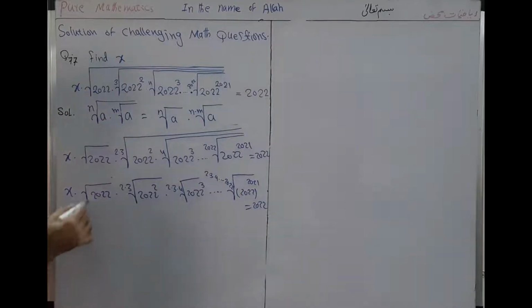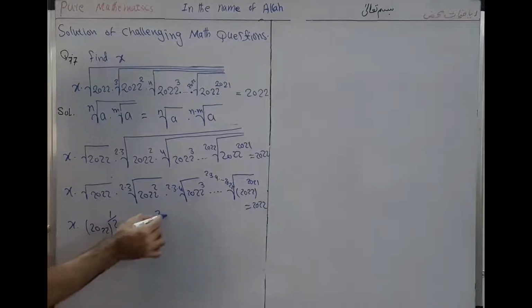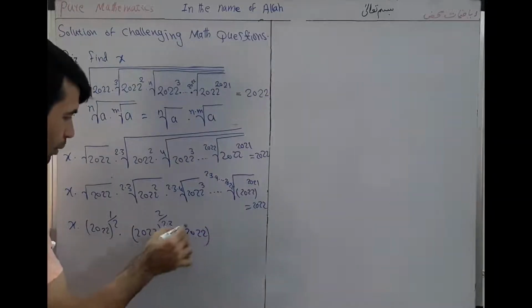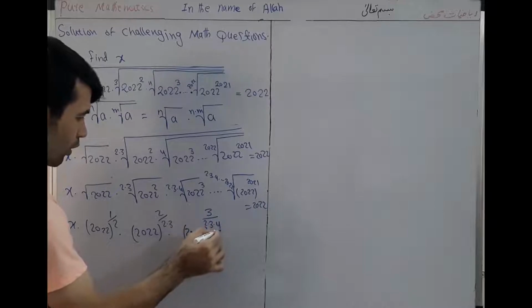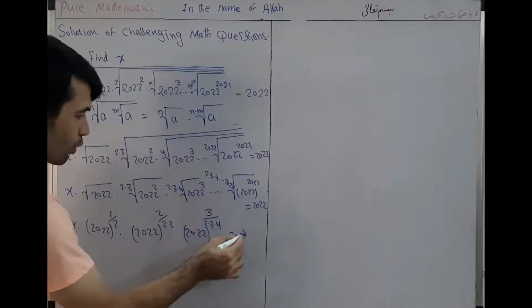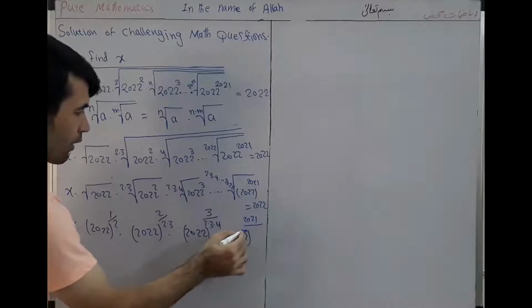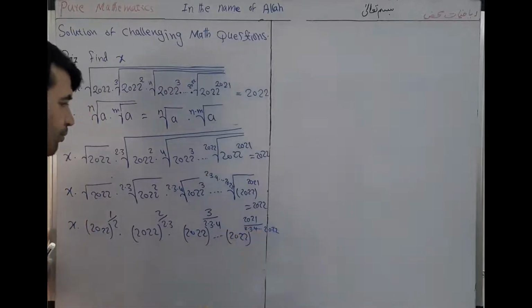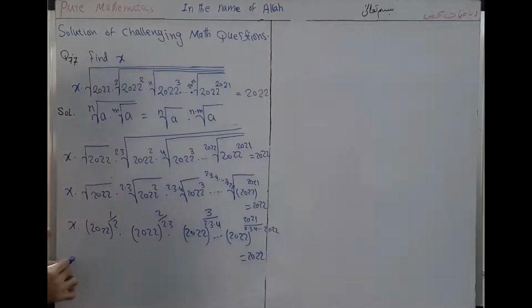Now we can write x into 2022 whole to the power 1 over 2. This one, 2022 whole to the power 2 over 2 into 3. Also this one, 2022 whole to the power 2 into 3 over 2 into 3 into 4. And so on, 2022 whole to the power 2021 over 2 into 3 into 4 and so on, 2022. It is equal to 2022.